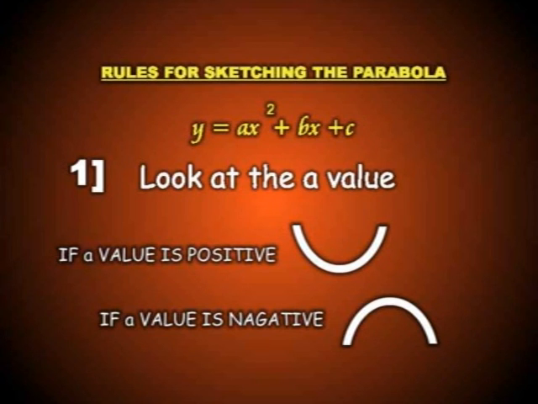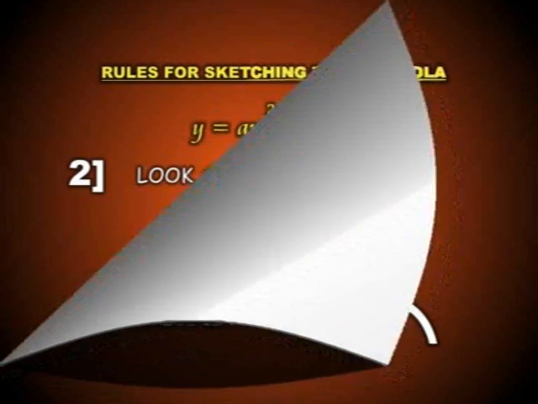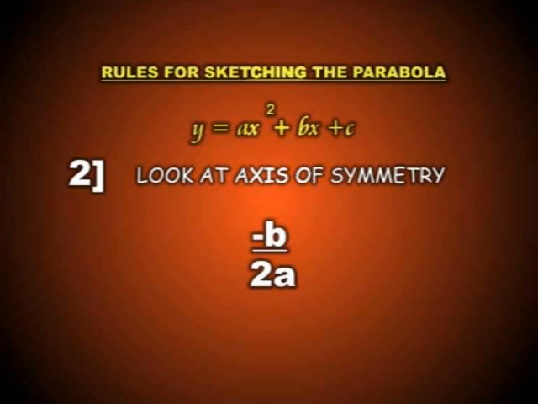First rule, look at the a value. Again, if the a value is positive, it has a smiley face, and if the a value is negative, it has the frown. Rule 2, we look at the axis of symmetry. The axis of symmetry is the line x is equal to minus b over 2a.